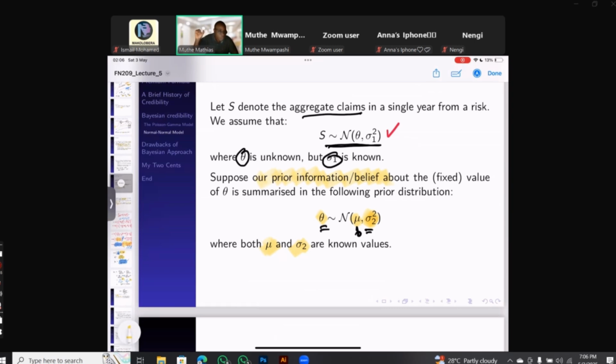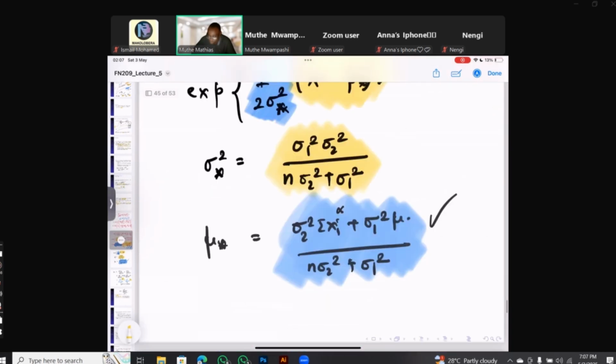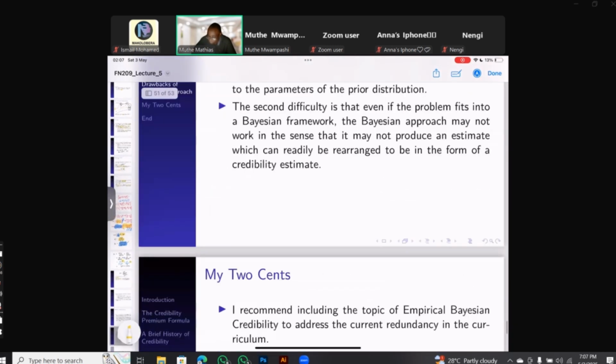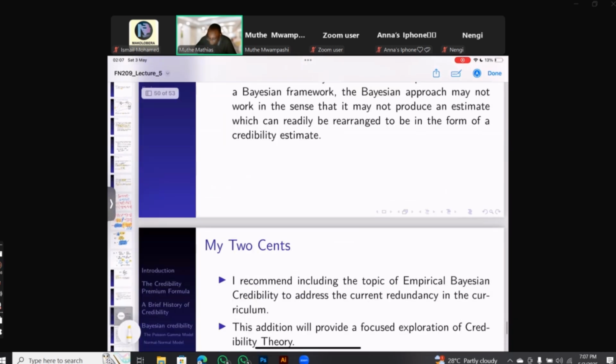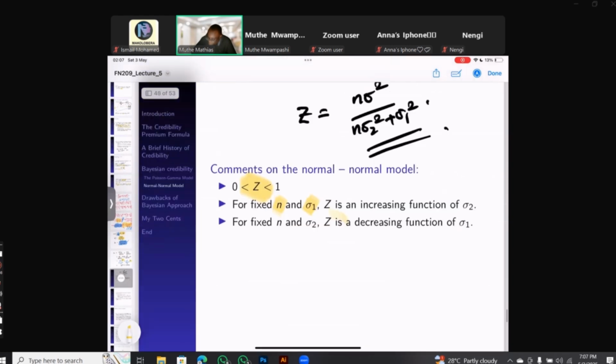Right? Why? Because the more variability your collateral has, the more variability the prior has, it means that we cannot trust the prior. So if we cannot trust the prior, we have to put more weight on the data. That is why the higher the variance of the prior, the higher your Z will be. So your Z will be going up, right? So it's an increasing function of the variance of the prior.